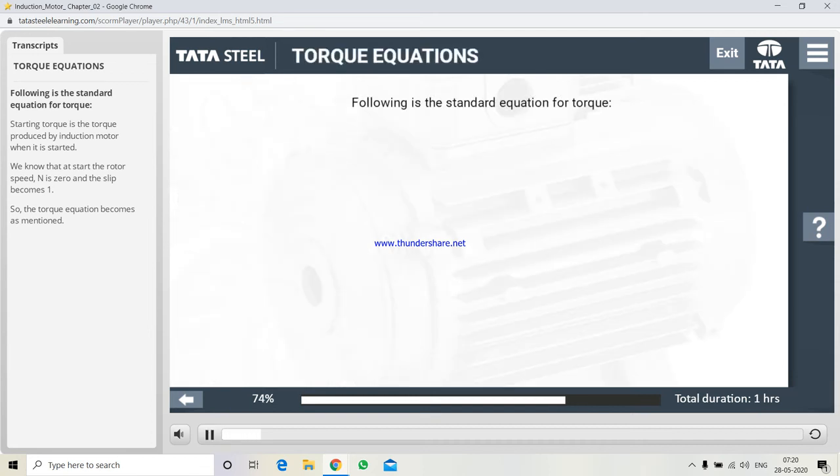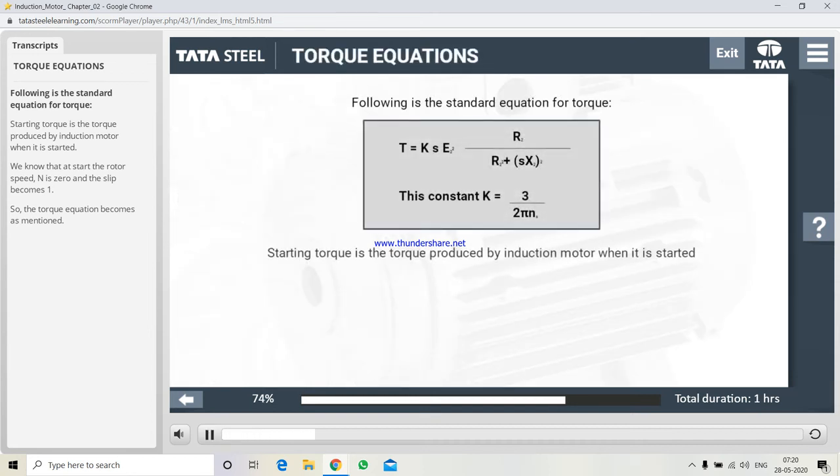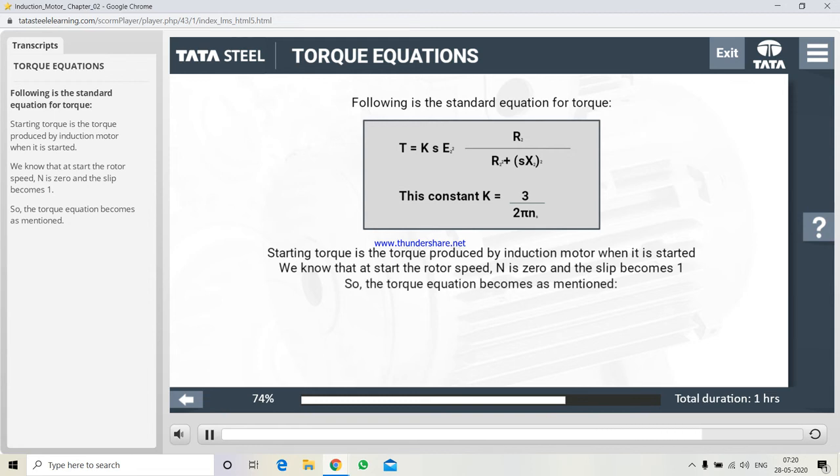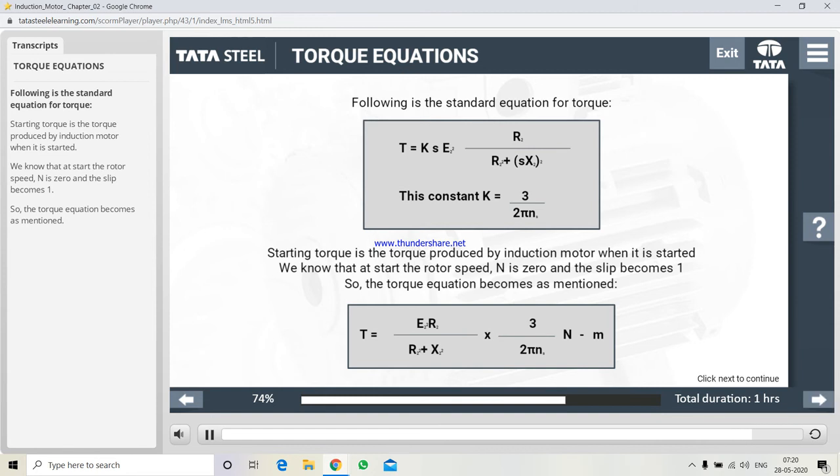Following is the standard equation for torque. Starting torque is the torque produced by the induction motor when it is started. We know that at start the rotor speed n is 0 and the slip becomes 1. So the torque equation becomes as mentioned. Click Next to continue.